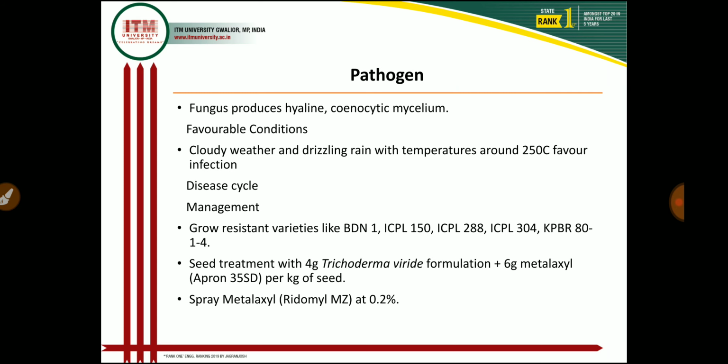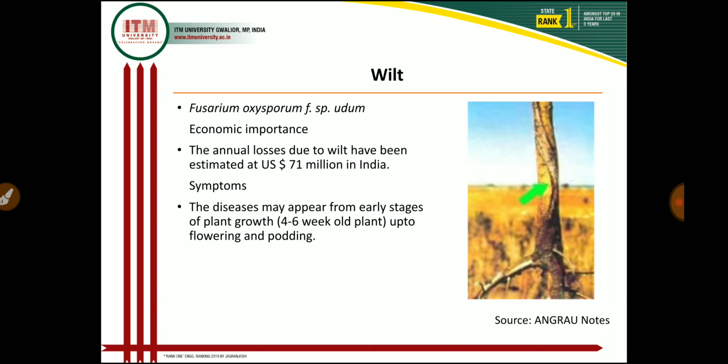Then the second disease is wilt disease, and this wilt disease is caused by Fusarium oxysporum f. sp. udum. This wilt disease is also important in the pigeon pea crop, and almost 10 to 15% crop losses are caused by this disease. In economic importance, the annual losses due to wilt have been estimated at 71 million US dollars in India, and it is mostly prevalent in Andhra Pradesh, Maharashtra, Madhya Pradesh, Uttar Pradesh, and Bihar.